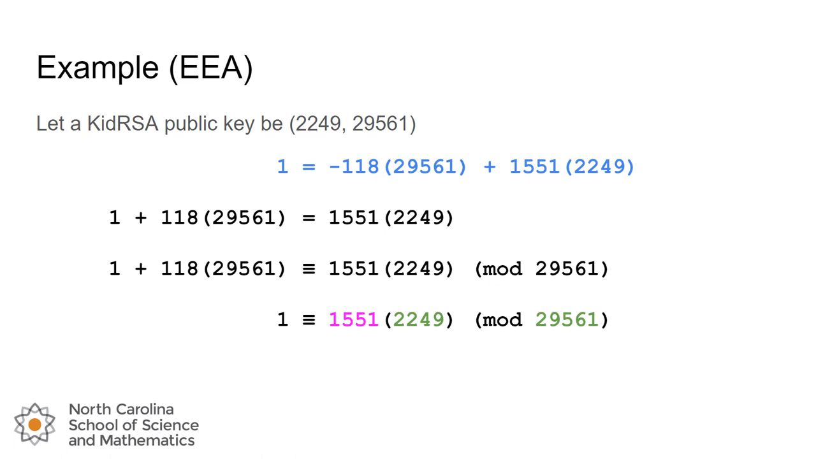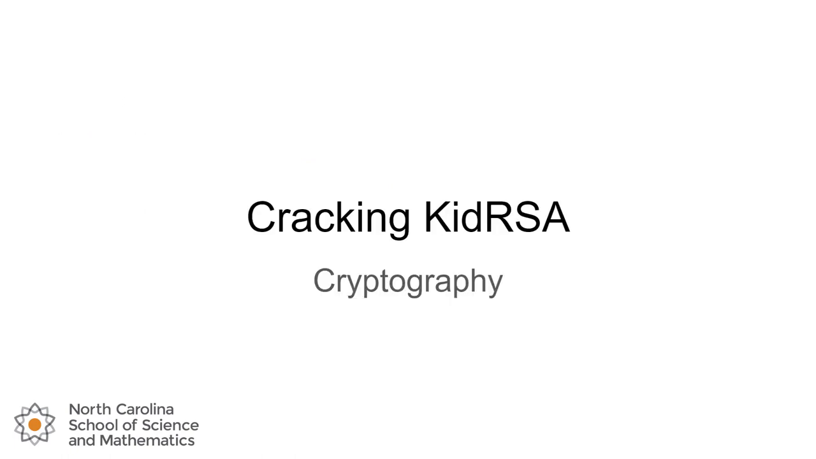So now we have this statement. We didn't do the calculation on the right yet, but we can see on the left, it's going to be equivalent to 1. And what is it equivalent to? The product of 1551, the private key, and 2249, the public key, modded by 29561. We have just shown that those two numbers are in fact multiplicative inverses in the given mod, and that is the only requirement for a key pairing in this system. So what we've shown is that we have an efficient way now to determine the private key from the public key. And that has made KidRSA insecure.